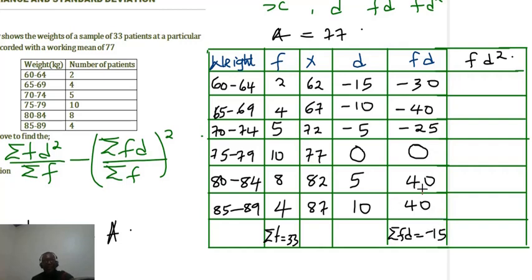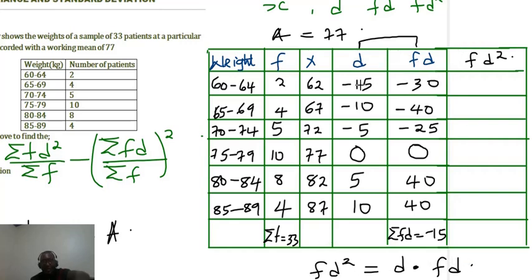Okay, we are left with one column, that is the column of fd squared. Again here we are going to use algebra. fd squared is equal to d times fd. These are the two columns which I'm looking at here, the columns of d and fd. So when we multiply these two columns together, we shall be getting fd squared.